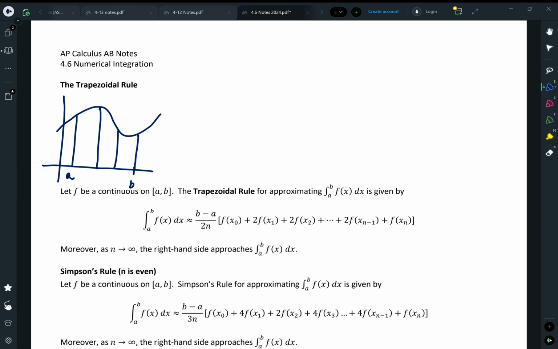Let's quickly review what trapezoids are. Let's look at the area of a trapezoid. The trapezoid area is 1/2 times height times base 1 plus base 2. Remember, when we look at a trapezoid, this would be my height. It connects my bases, and my bases are parallel.